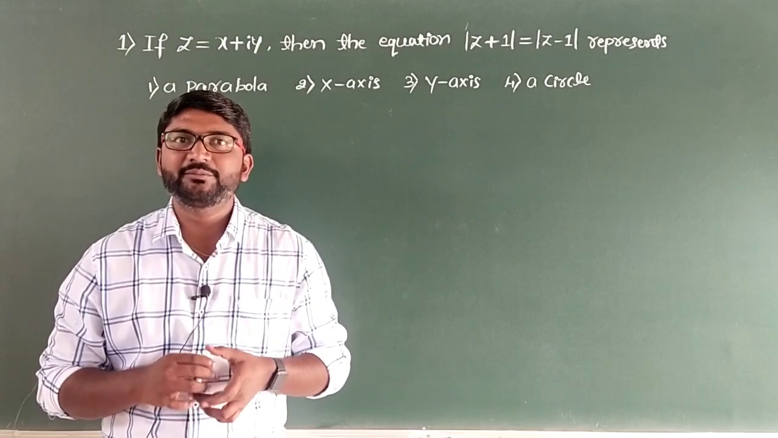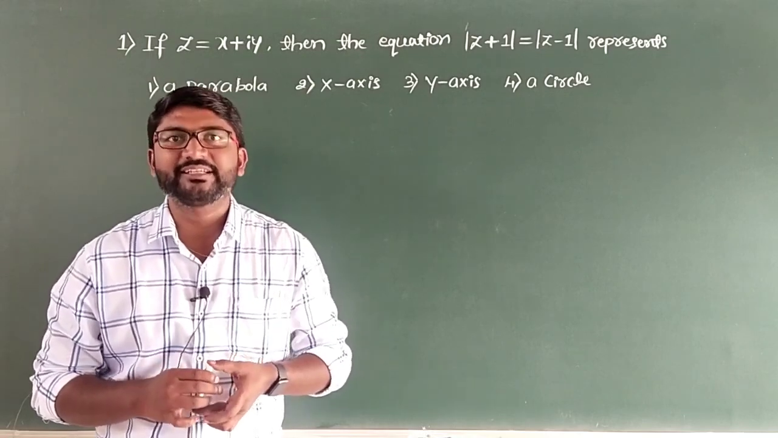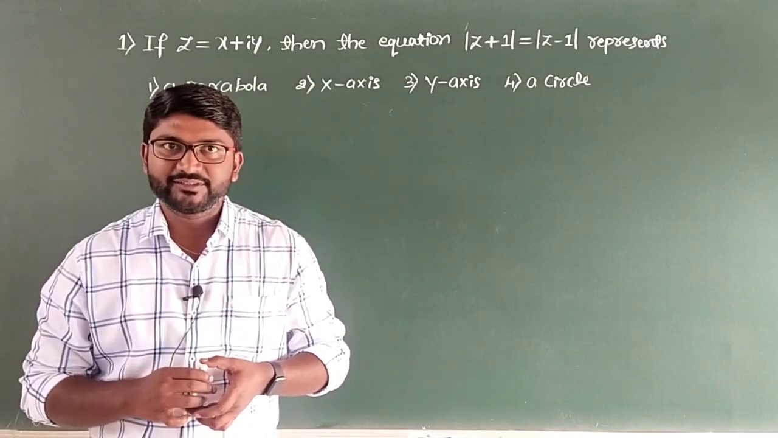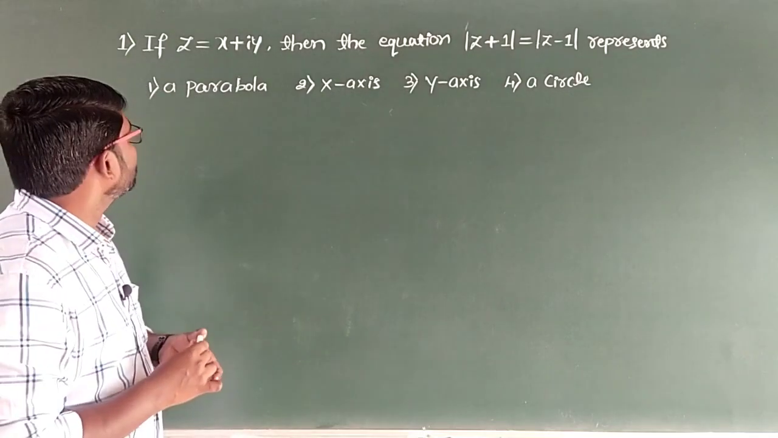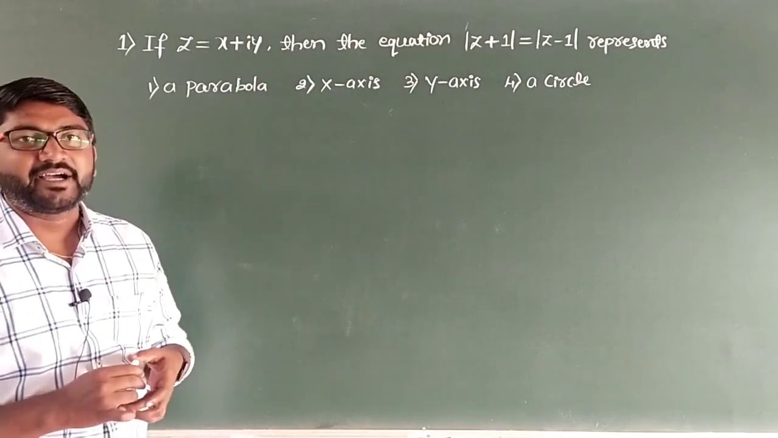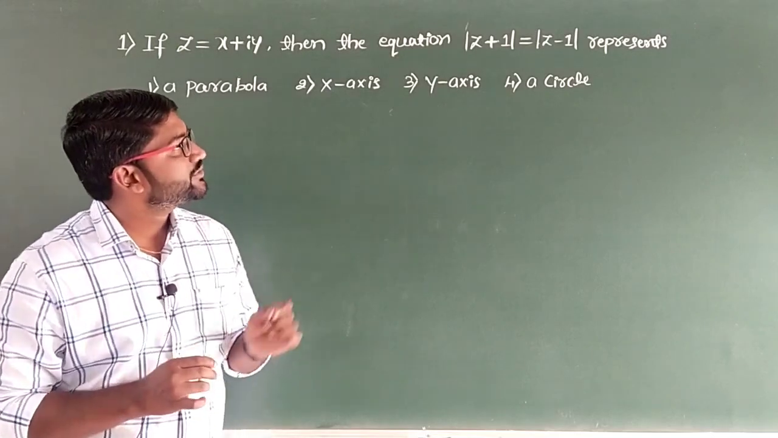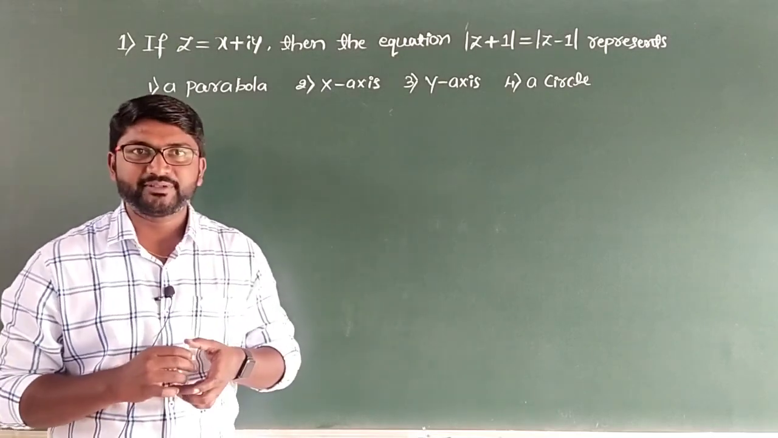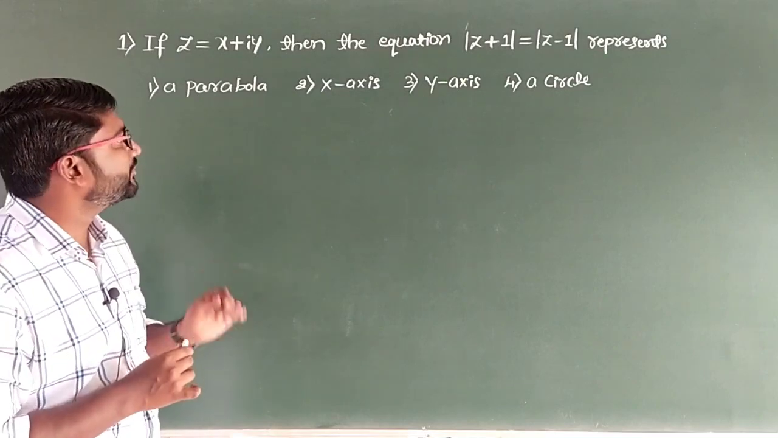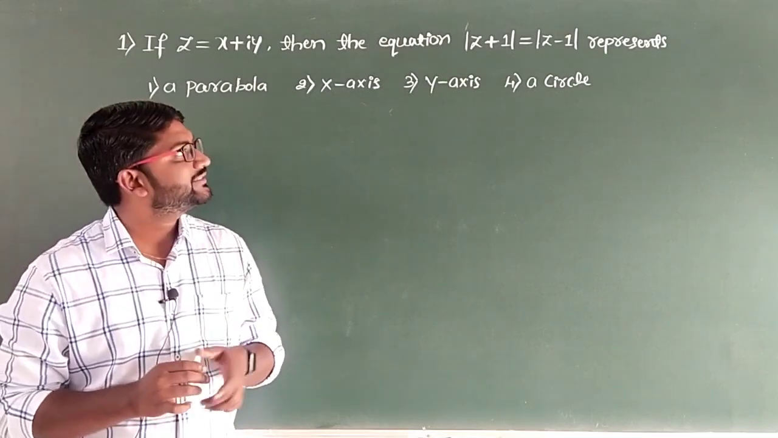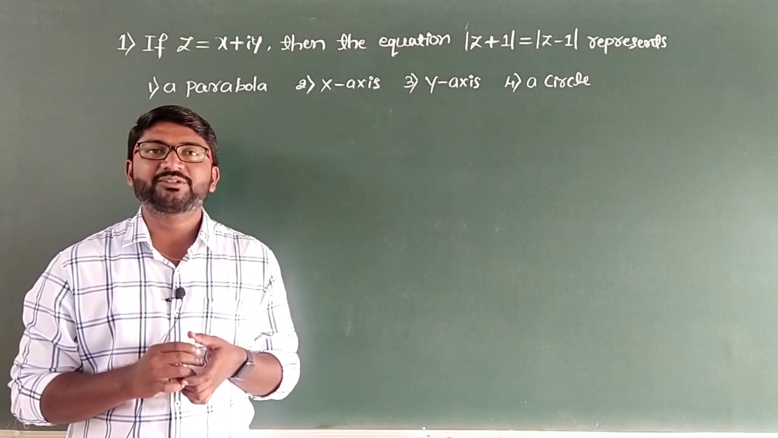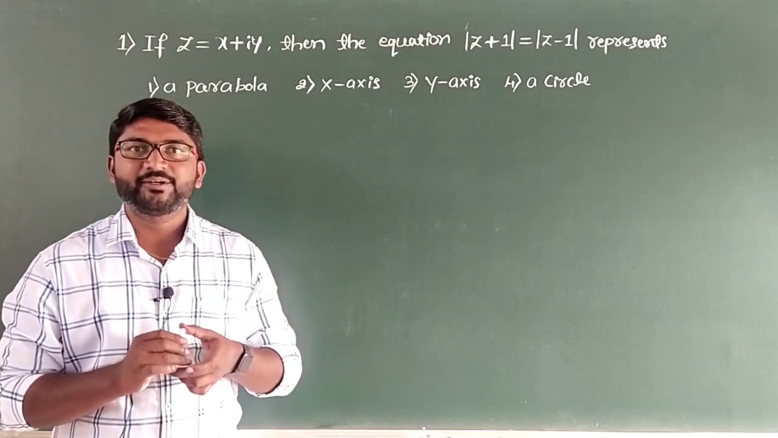So in today's class I will be solving some of the previous year Karnataka CET questions on complex numbers. So let us take up the first question. If z equal to x plus iy, then the equation mod z plus 1 equals mod z minus 1 represents, and the four options are a parabola, x axis, y axis and a circle. This question was asked in Karnataka CET 2020.